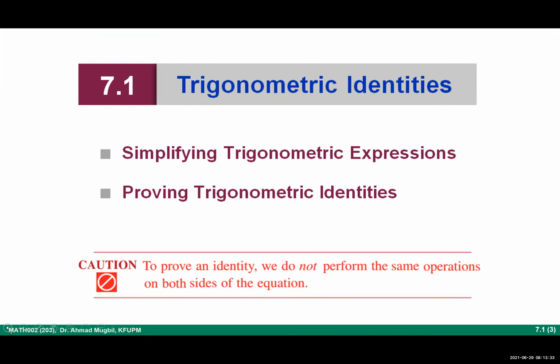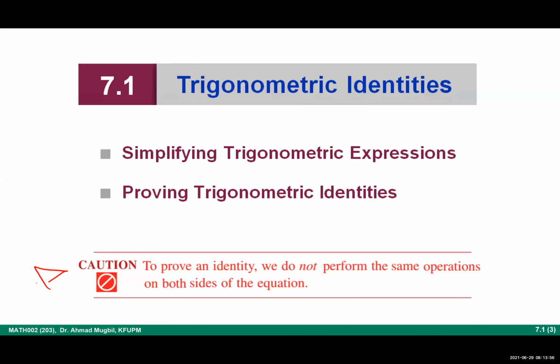What is this section about? What are the objectives here? What will you learn? You will see how to simplify trigonometric expressions by using the fundamental identities, if you remember the fundamental identities that we have mentioned in chapter 5 and also in 6.2. We will see also how to prove trigonometric identities.